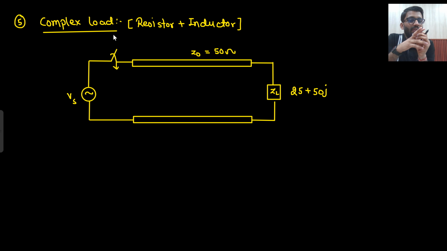My ZL is 25 plus 50j. So it is complex, but it is resistor plus inductor, right? This is the resistor plus inductor. This we have already seen in the last videos. So this condition also we need to solve.